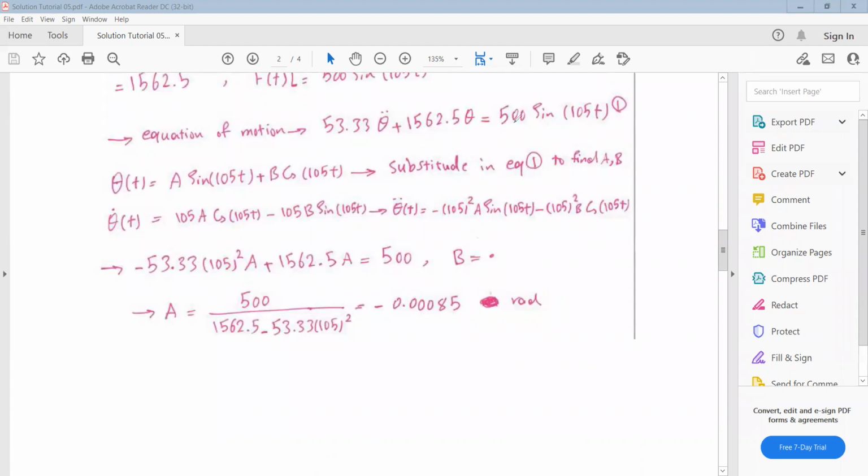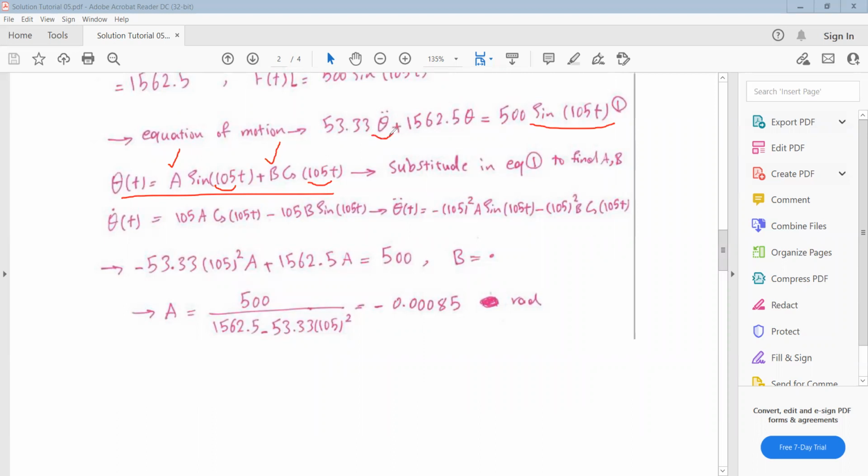So to obtain the steady state response, we only need to solve the particular solution. Because the non-homogeneous term is a sine function with frequency omega, the particular solution must be considered a combination of sine and cosine with frequency omega, which omega is 105. Again, you can see. Now we need to obtain A and B, which are the constant coefficients in the particular solution, by substituting into the main equation.